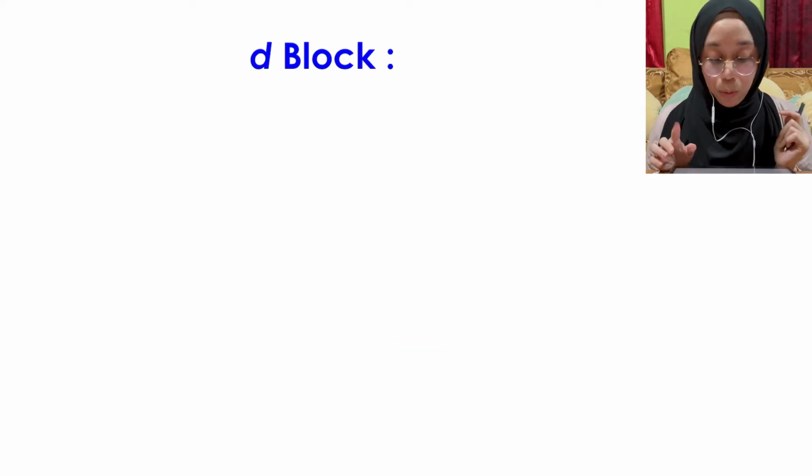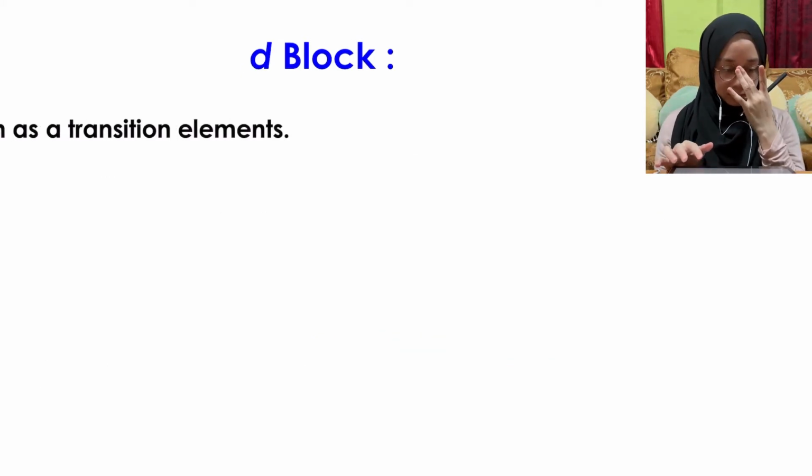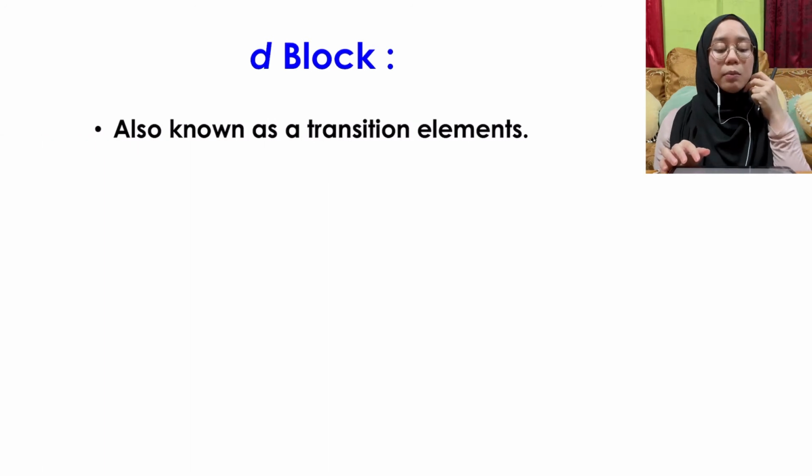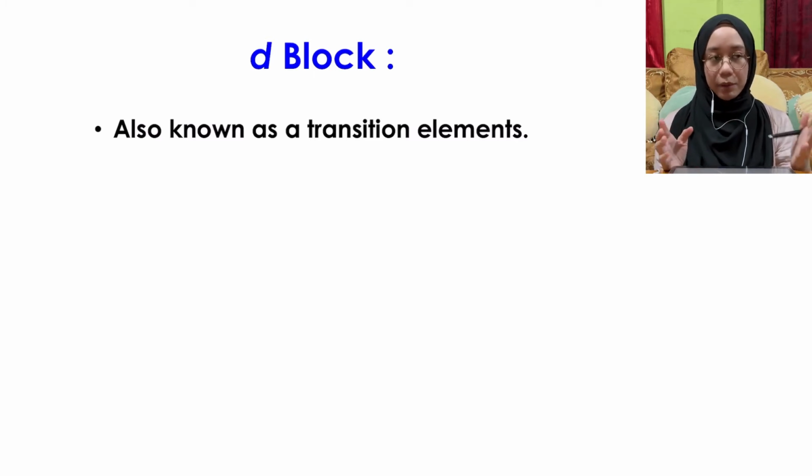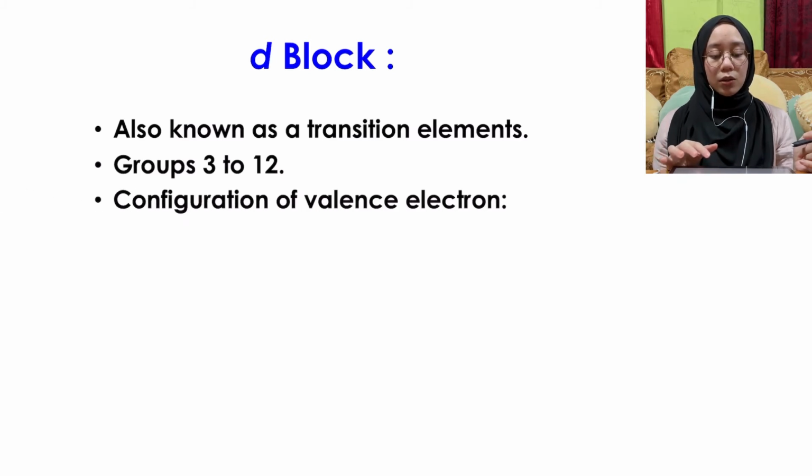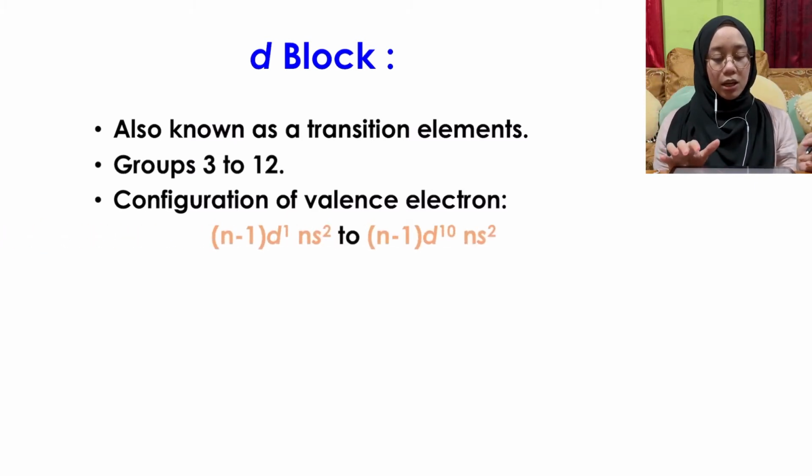Okay, meanwhile untuk d-block, so d-block they are also known as the transition elements. Okay, the transition metals punya daripada yang group 3 sehingga group 12. Okay, so the configuration of the valence electron is a bit, dia macam a little complicated, tapi sebenarnya dia senang je. Okay, so jangan terkejut sangat dengan dia punya configuration ni.